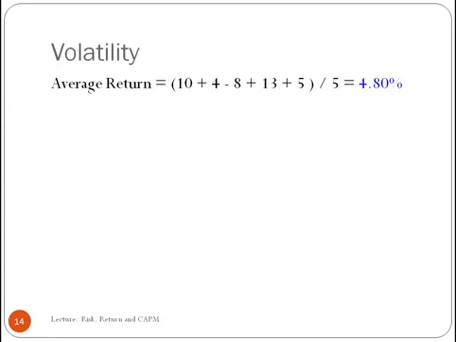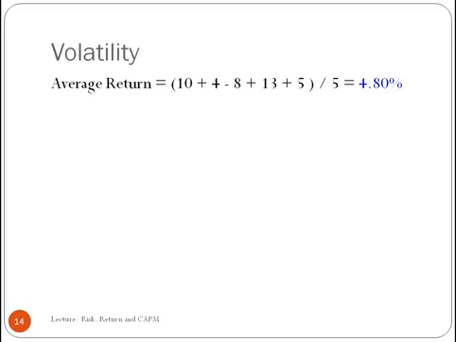The first thing we need is to calculate the average return, which is just we add up all of the returns from the previous slide and we divide by 5, the number of returns, and we get 4.8%. So on average, these add up. We received a return of 4.8%.